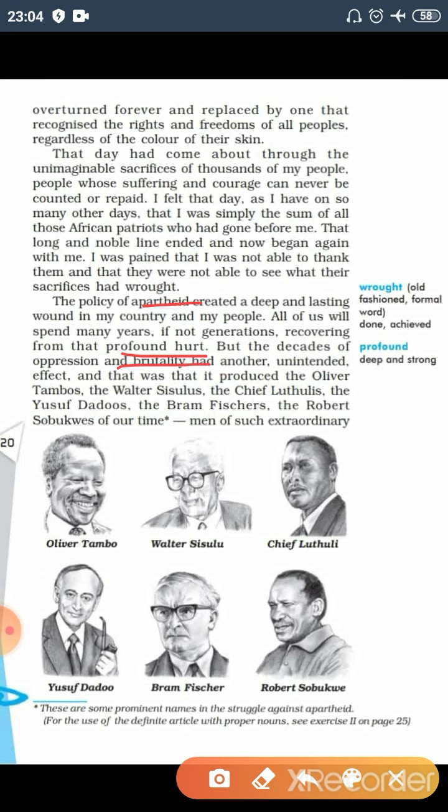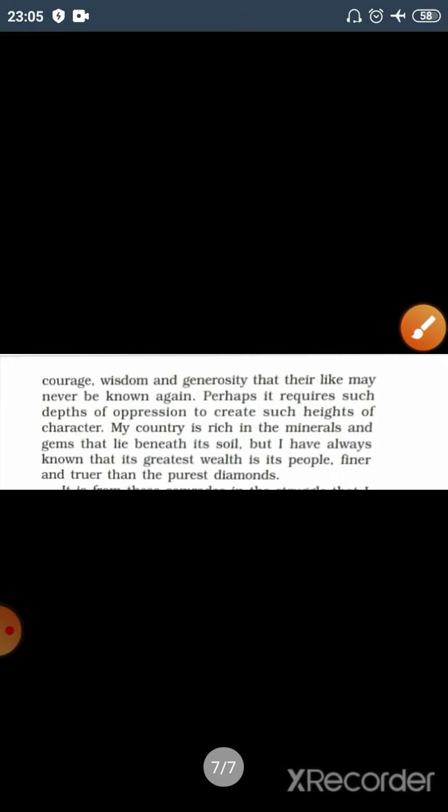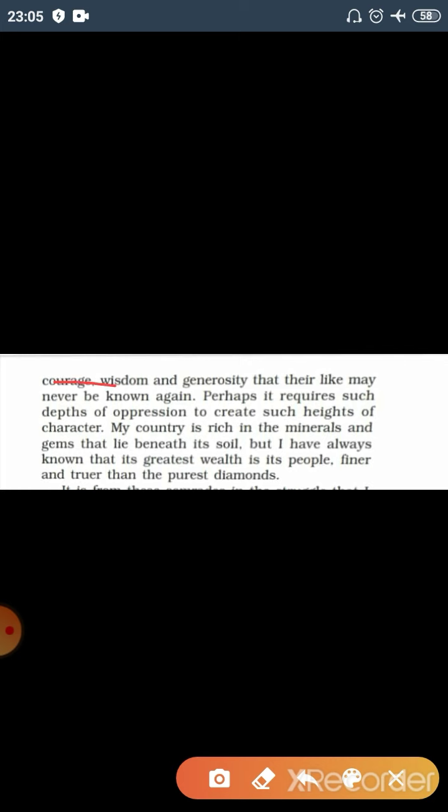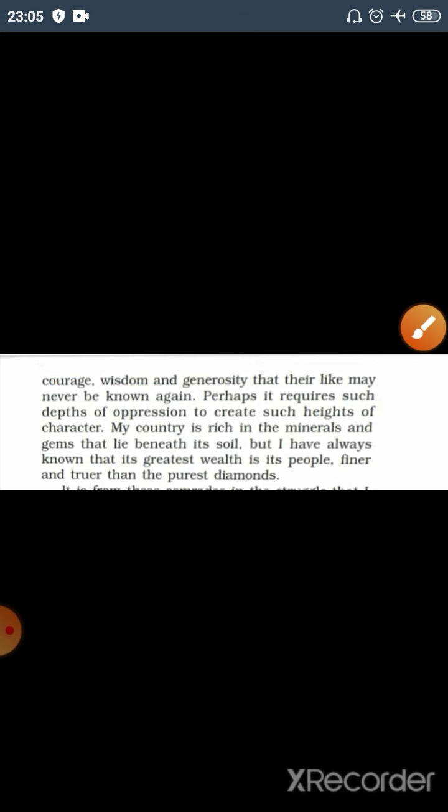Here, who is calling them? Nelson Mandela is calling these people. And who were these people? These are heroes of that time: Oliver Tambo, Walter Sisulu, Chief Luthuli, Yusuf Dadoo, Bram Fischer, and Robert Sobukwe. These extraordinary people had extraordinary courage, wisdom, and generosity. Here Nelson Mandela named a few of them, and these are very prominent names who struggled against apartheid. They raised their voice against injustice. Nelson Mandela says that such men can never be found again.